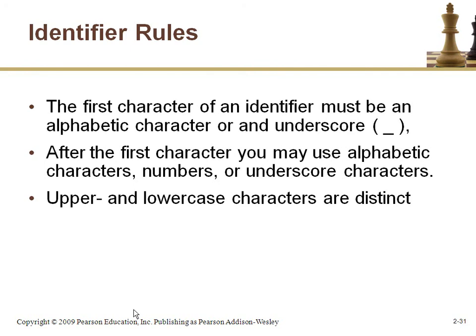The rule for identifiers is the first character of an identifier must be an alphabetic character or an underscore. After the first character, you may use alphabetic characters, numbers, and underscore characters. Stay away from meta characters, special characters, control characters. Upper and lowercase characters are distinct, and it makes a difference. As I keep mentioning, C++ is case sensitive.